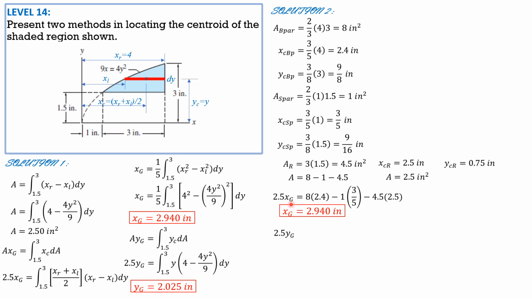Then 2.5 yg equals 8 times 9/8 minus 1 times 9/16 minus 2.5 times 0.75. So yg of the shaded section is 2.025 inches. That's it for this problem.